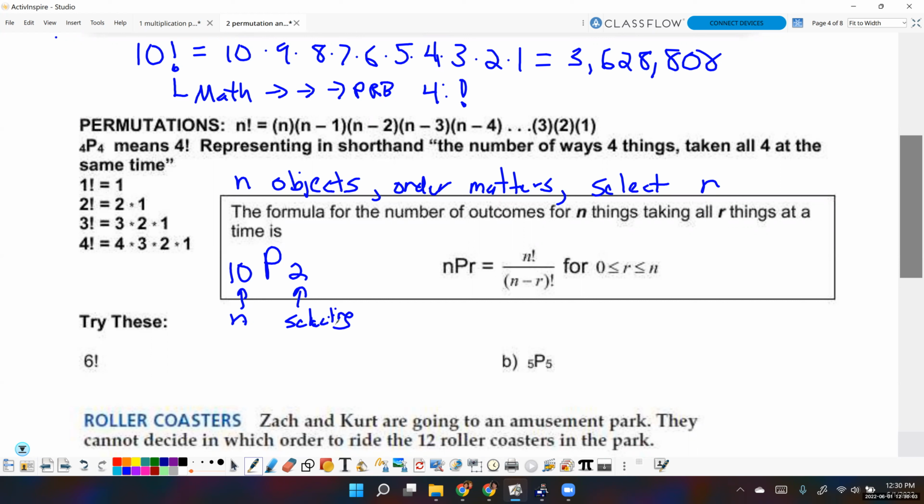It matters who gets picked first and who gets picked last, because if you're picked first, you're the line leader. If you're picked second, you're the caboose, and everyone else just gets in the middle. So for that, we would do 10 factorial over 10 minus 2 factorial.